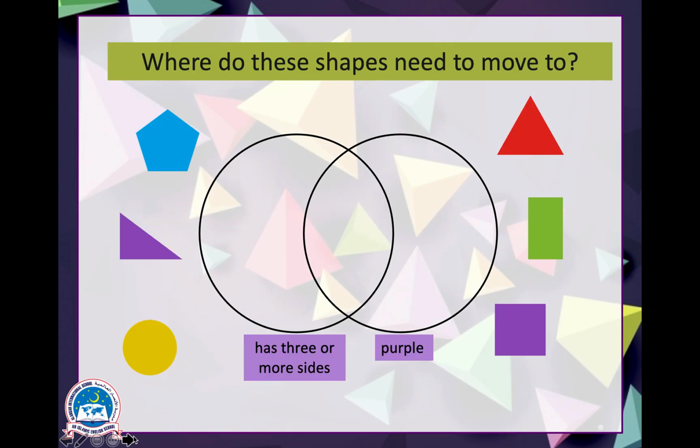Let's try another one. In this Venn diagram, we're going to look at shapes that have 3 or more sides and the shapes that are purple. Let's look at the shape over here. Is it purple? No, it is not. But does it have 3 or more sides? Yes, it does. So we are going to put it in this part of our circle.